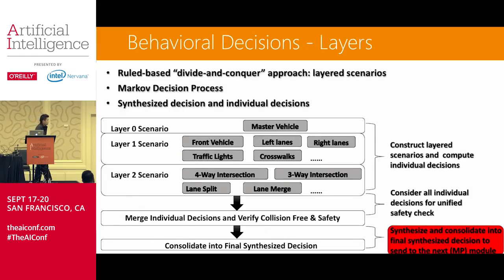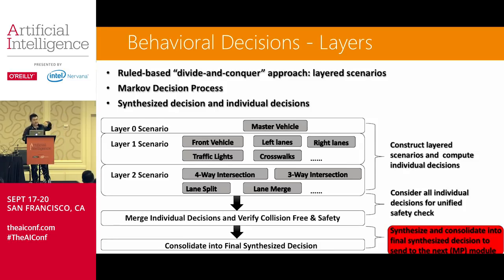So how do we do behavioral decisions? It's very complicated. What took Waymo many years to develop is actually a set of rules. They have several thousand rules to do behavioral decisions. So we group these rules into different scenarios.